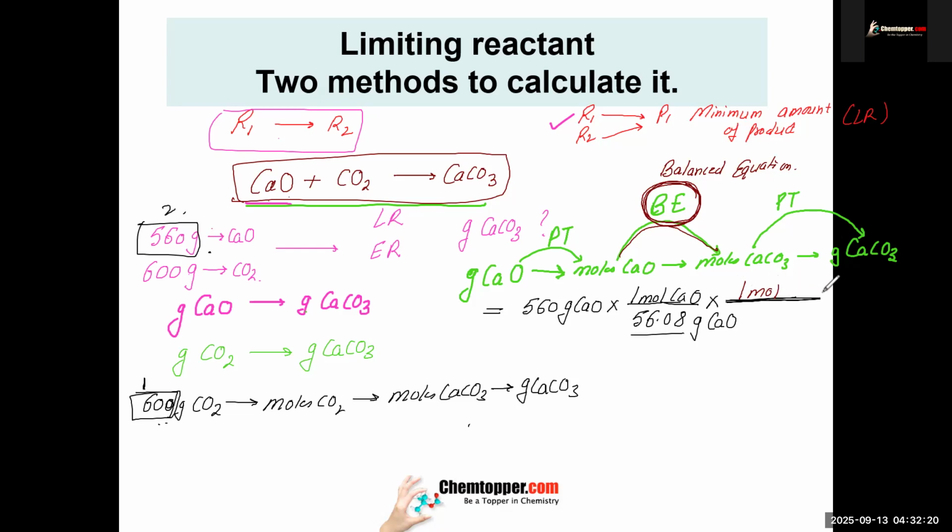So what should come in the numerator? CaCO3, 1 mole of calcium carbonate. Divided by? 1 mole of calcium oxide. Yeah. And then you have to get grams of calcium carbonate, and to do that, in the numerator, grams, and 1 mole of calcium carbonate. The molar mass of calcium carbonate, what is it?